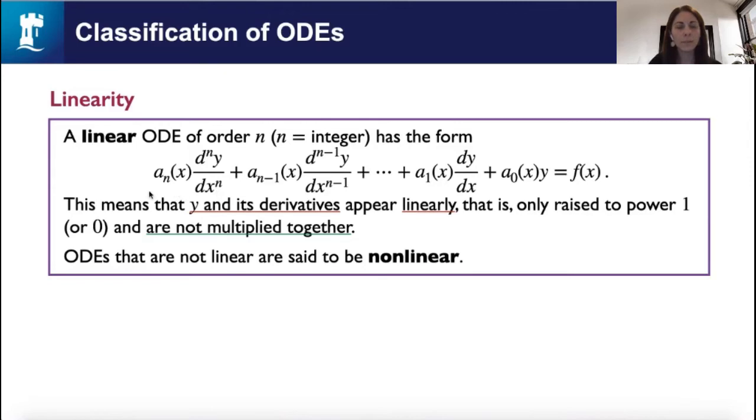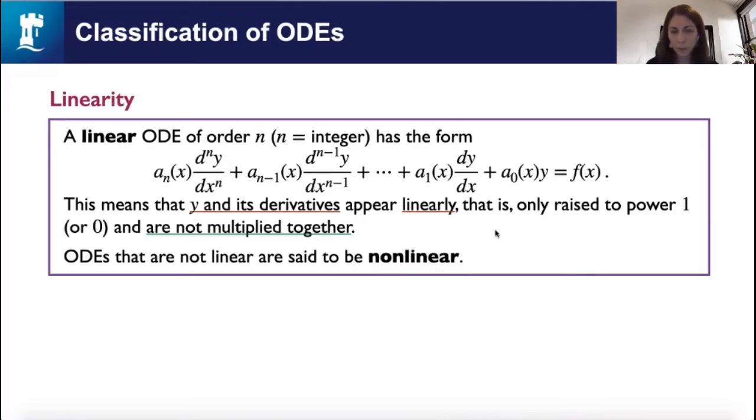And by writing this form for a linear ODE, this means that we have the unknown function y and its derivatives appearing linearly. And that is that all these derivatives and the function itself are only raised to the power of 1, or 0 if we have some terms missing, and are not multiplied together.